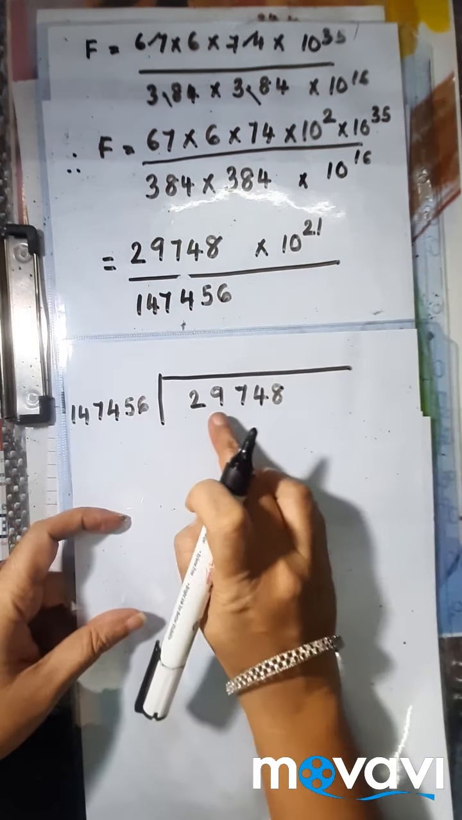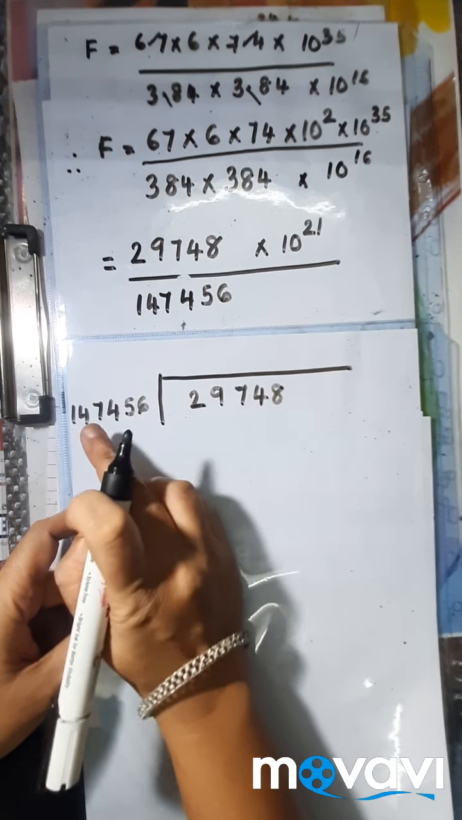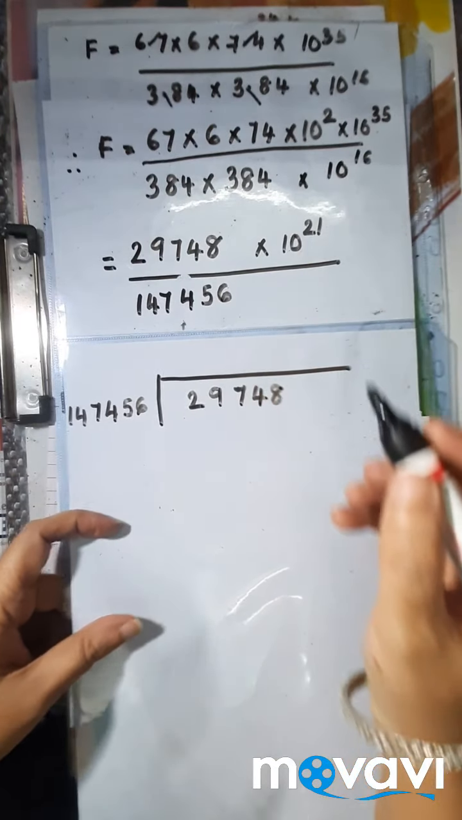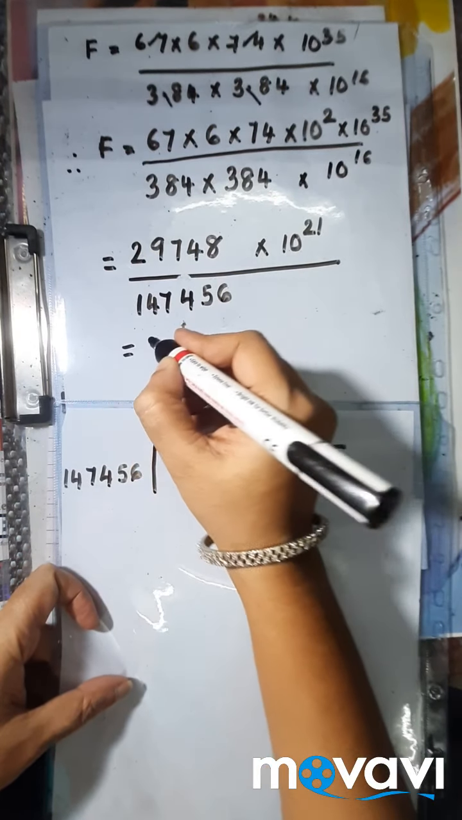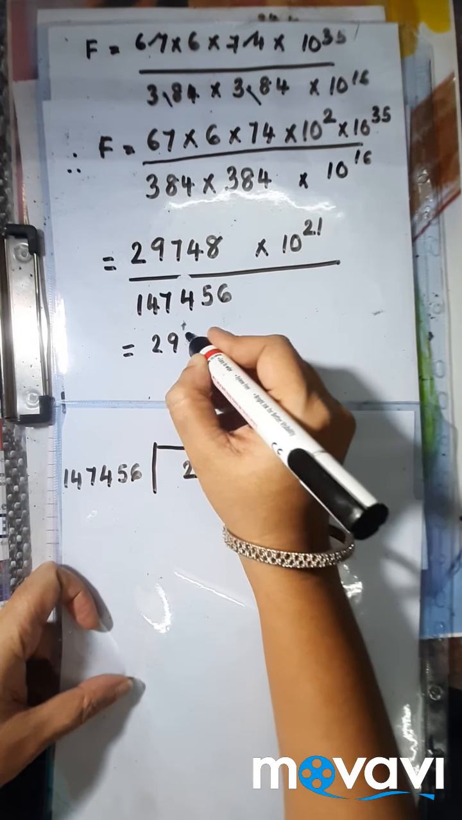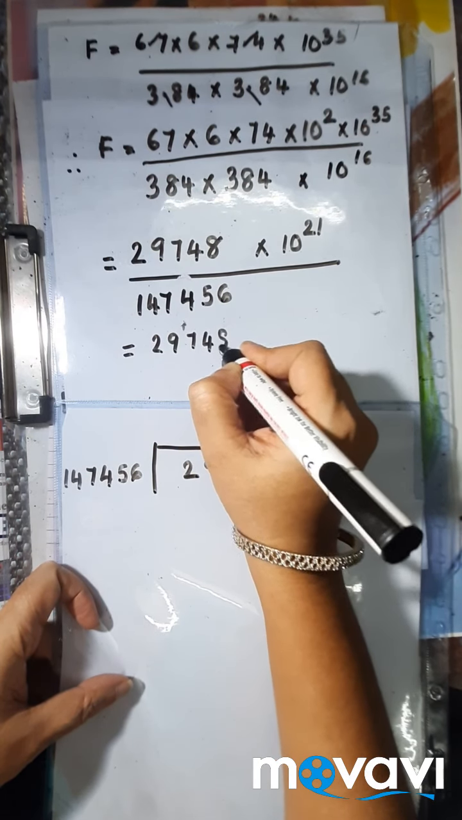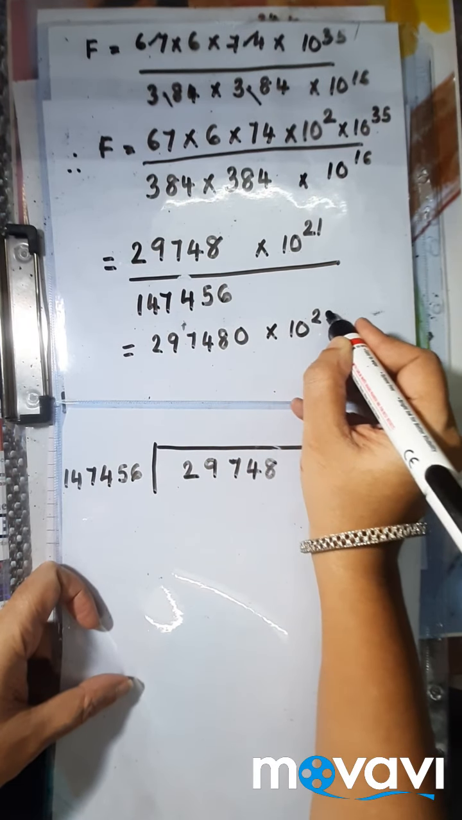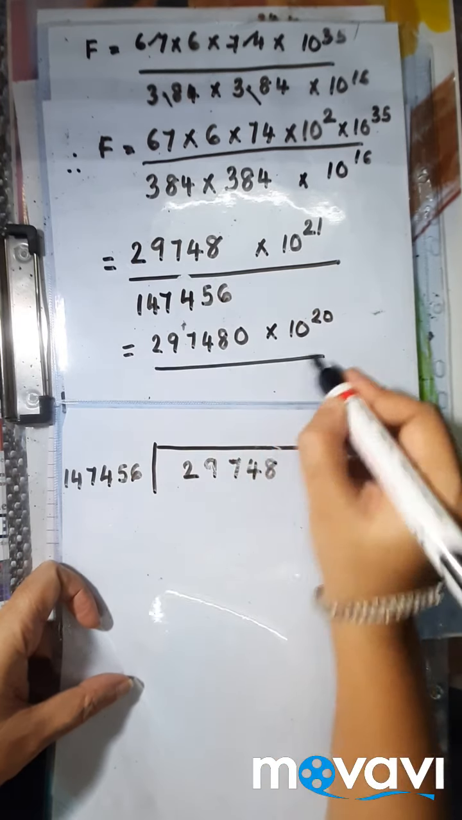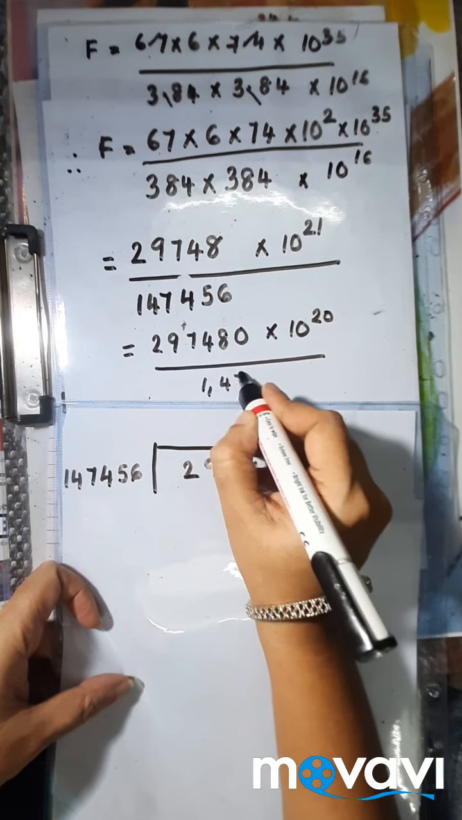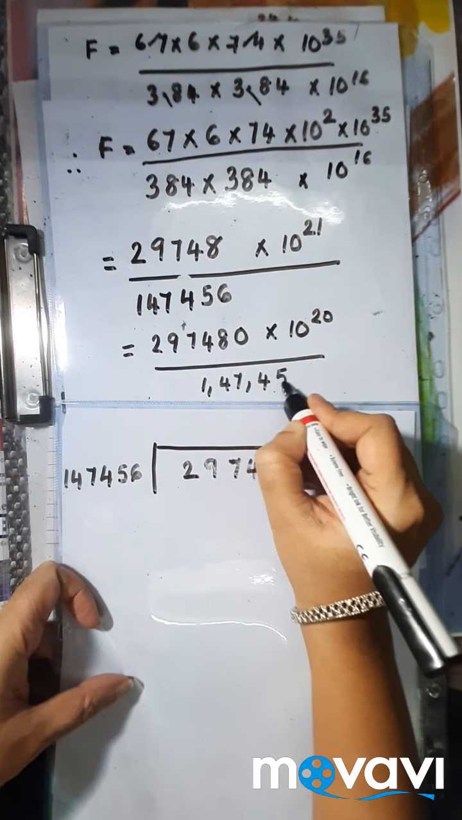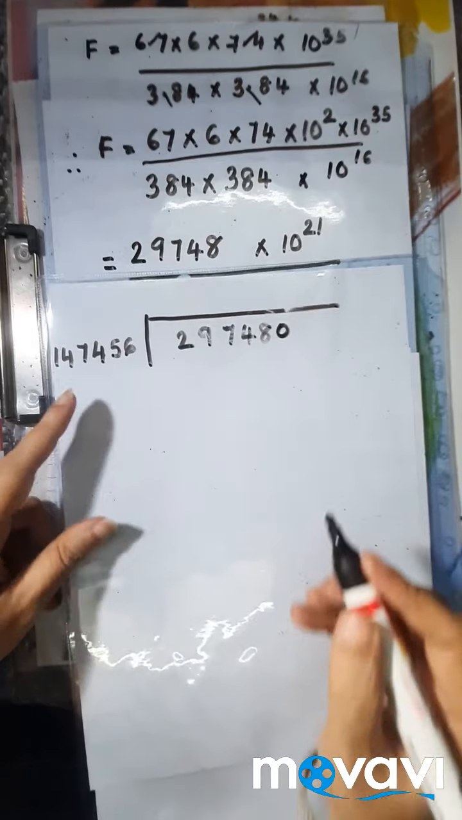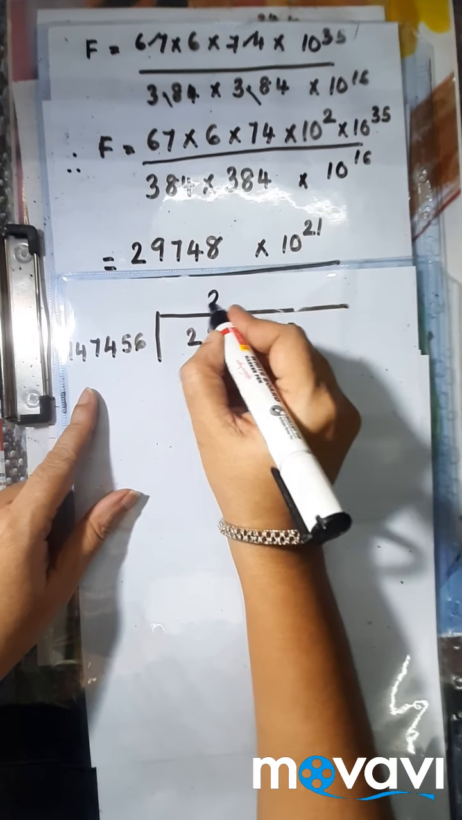Now see this, 29,748 and 1,47,456, right? So what I will do is, I'm making it still easier for you, I'm writing 29,748, I will pull one 0 from here, correct? So this will become 10 raised to 20 because I pulled the 0 up. Now I will pull one 0 here. Now if I see my tables, I think this will go 2 times, right?